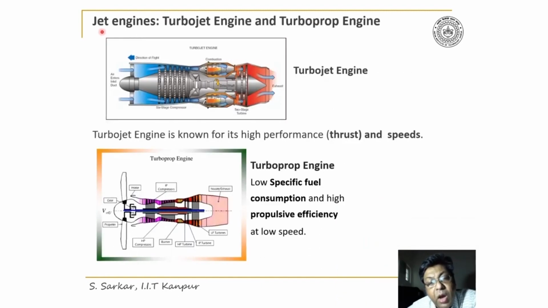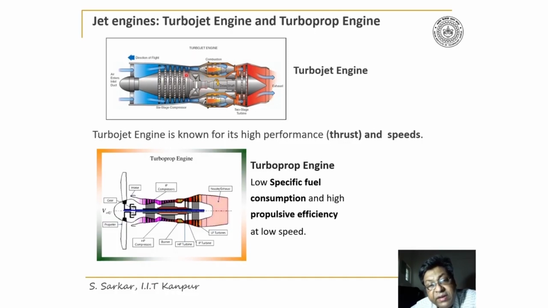Let me explain now the jet engine with the help of some schematic diagram. So first I have discussed the turbojet and turboprop engine. This is the schematic of turbojet. The turbojet sucks air from atmosphere, and that air is compressed in a series of multi-stage compressors.